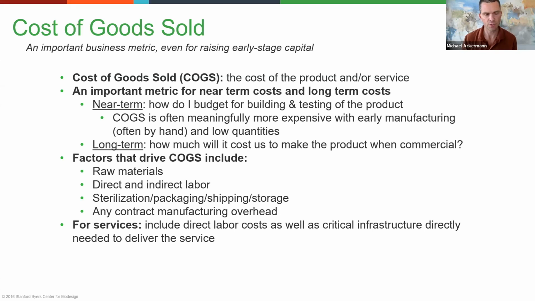The factors to consider here are raw materials. What's the labor going to cost to build this? If this is sterile, it needs to be sterilized. All products are packaged to some extent. And then there's some manufacturing overhead. For services, you've got to think about how much AWS is going to cost you, or whatever your favorite cloud service, et cetera.